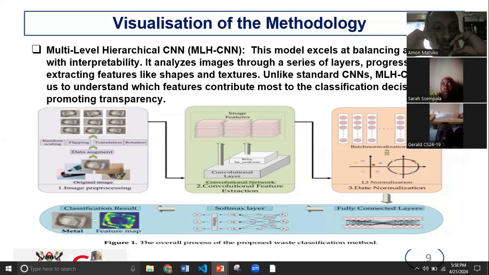So we also have the multi-level hierarchical CNN. This model excels at balancing accuracy with interpretability. It analyzes images through a series of layers, progressively extracting features like shapes and textures. Unlike standard CNNs, MLH CNN allows us to understand which features contribute most to the classification decision.